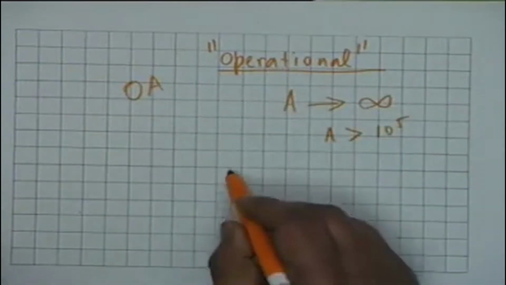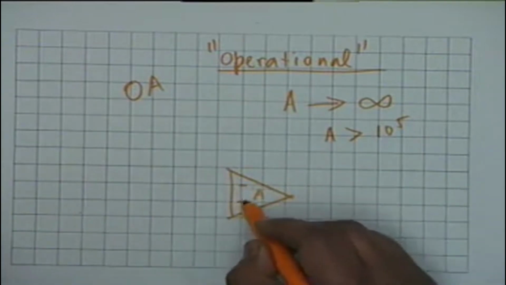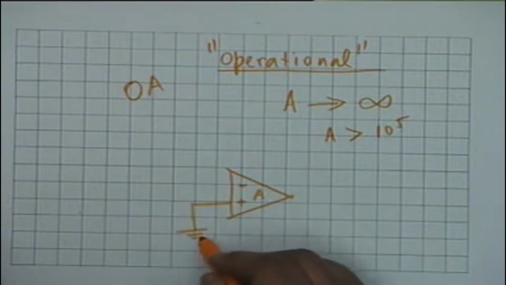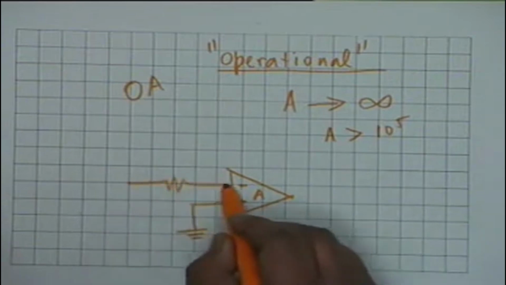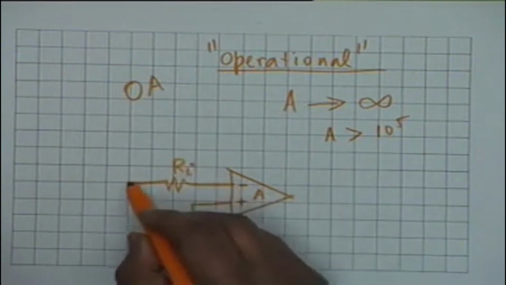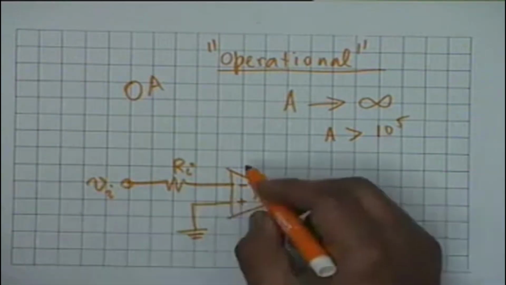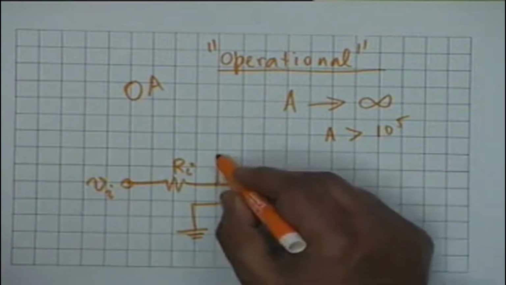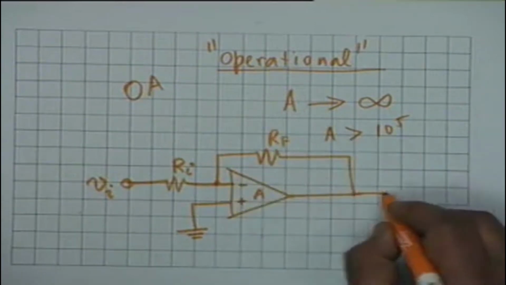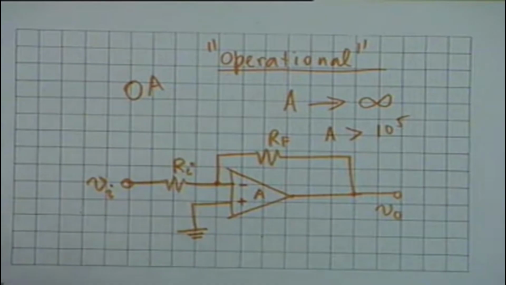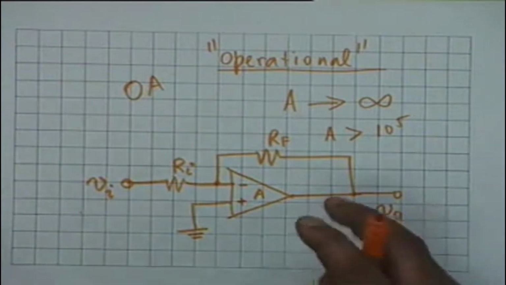Suppose you have an OA, just to get a feel of what an OA can do, with the non-inverting terminal grounded, all right, and the inverting terminal connected to a resistance, let us say Ri, and there is a voltage Vi connected here. In addition, there is a resistance Rf connected between input and output, and this voltage is V0. Suppose an operational amplifier is connected in this configuration.